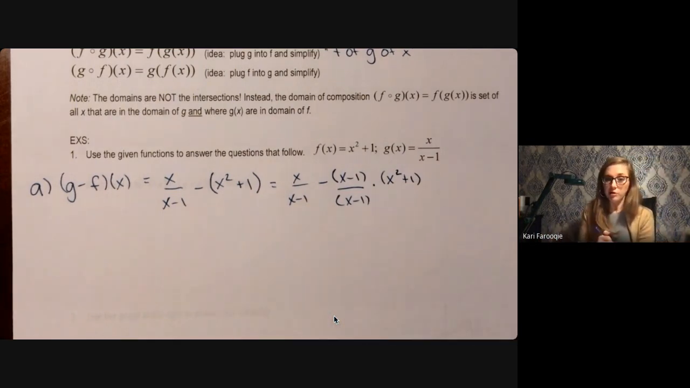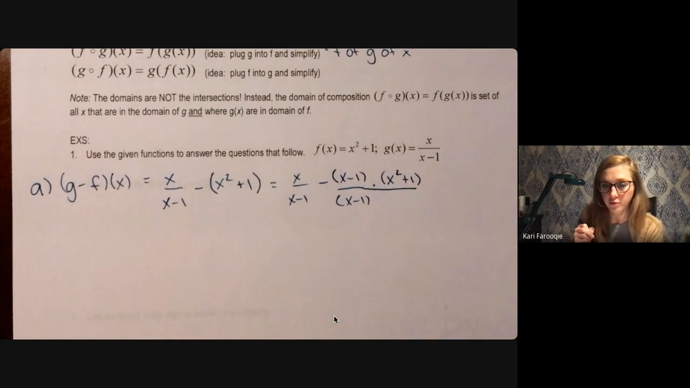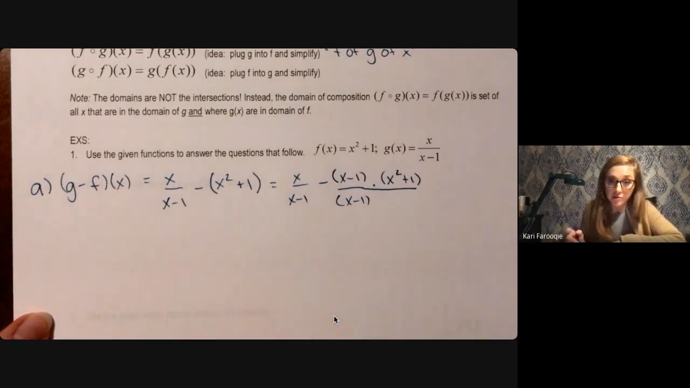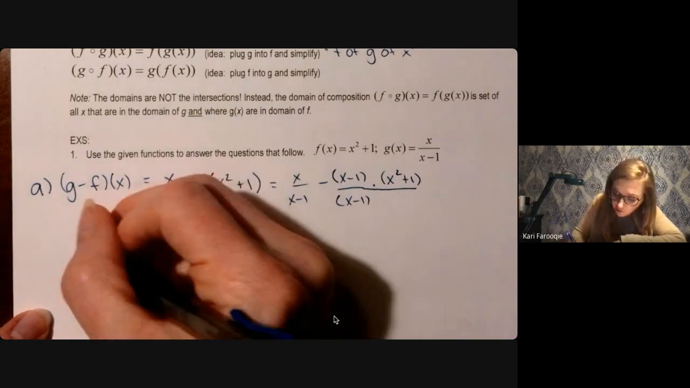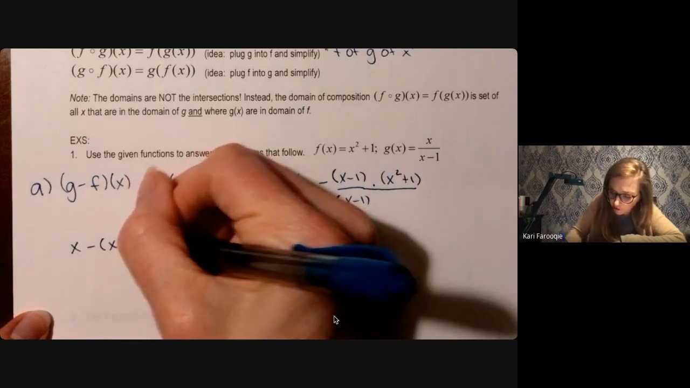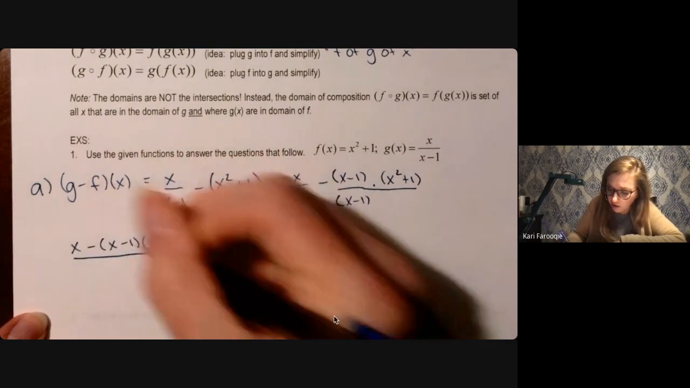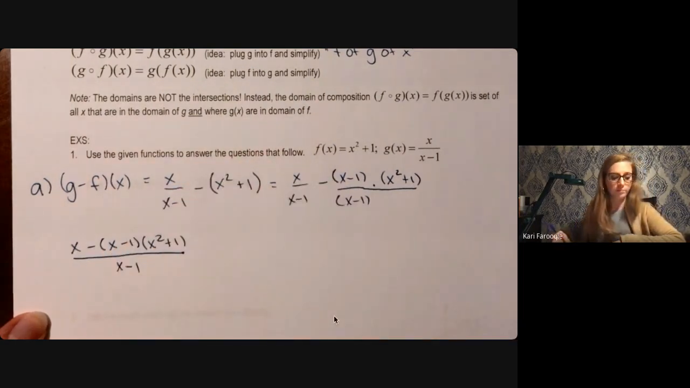Once I have a common denominator, I can go ahead and combine these. Now here I'm just multiplying. If you want to, since you're just multiplying, you can elongate that fraction bar, up to you. All right, so now that I know that I have the same denominator, I can just combine these two over that one denominator, and I have x minus 1 times x squared plus 1 divided by x minus 1. And then we'll just continue to simplify because we're not done yet.